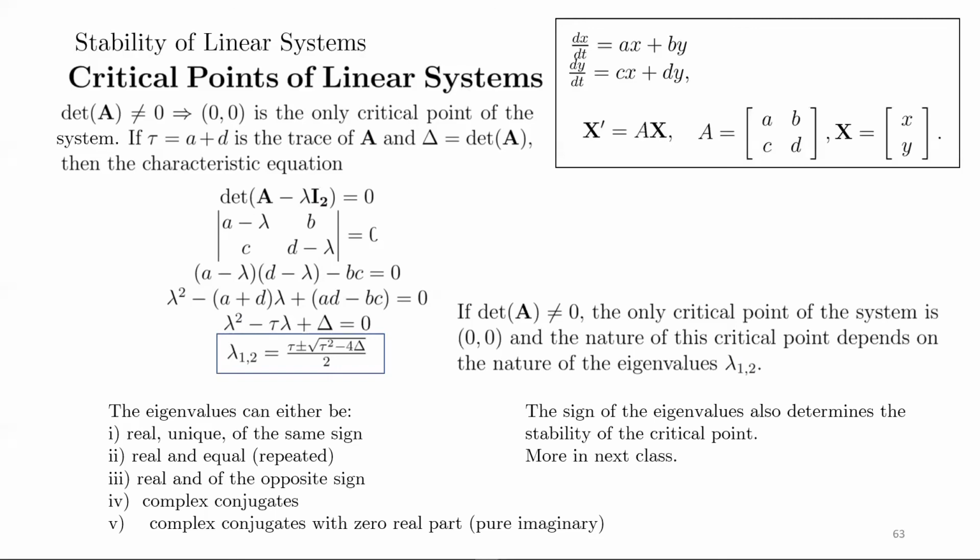So in the next few classes we're going to talk about this. If we have a planar linear system of ODEs, the critical point is always going to be (0, 0). We want to classify that critical point based on each of these 5 potential cases, each of these 5 potential mixtures of eigenvalues of the matrix A. So I'll see you in the next class, and we'll solve that there.